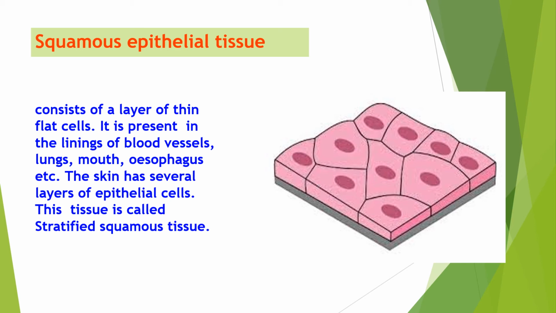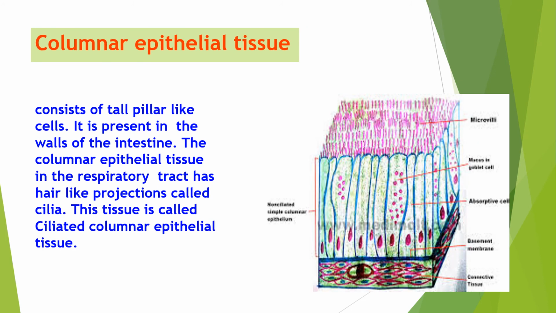What you have in the picture is simple squamous epithelium. When there are several layers stacked together of the same type, then it becomes stratified squamous epithelium, and skin is an example for that. Next is columnar epithelial tissue.